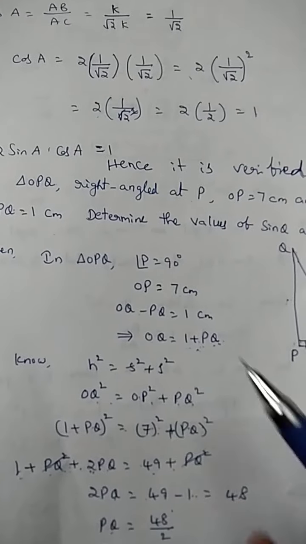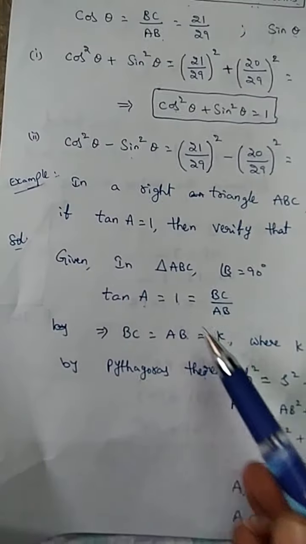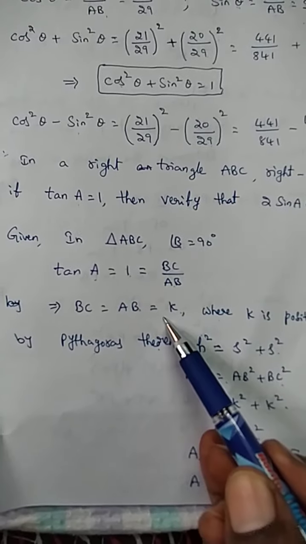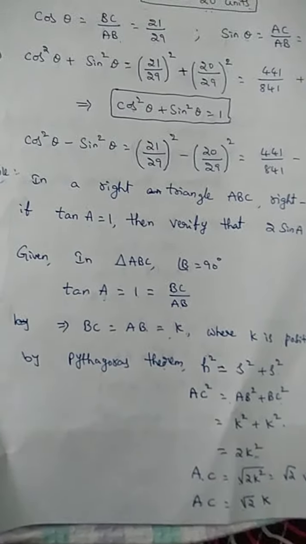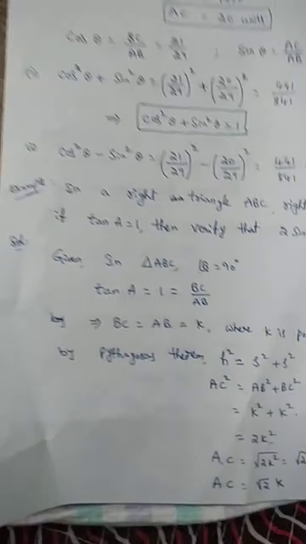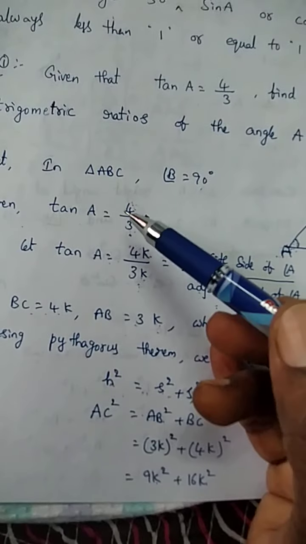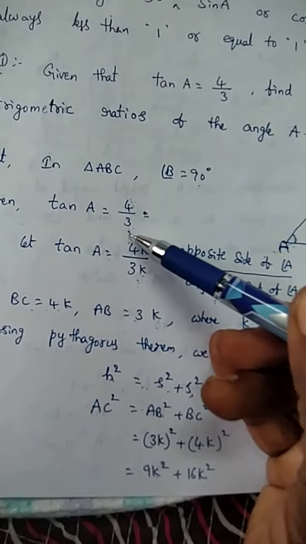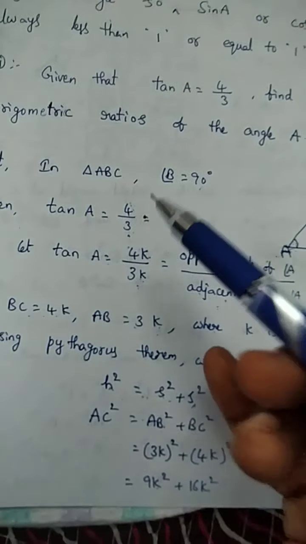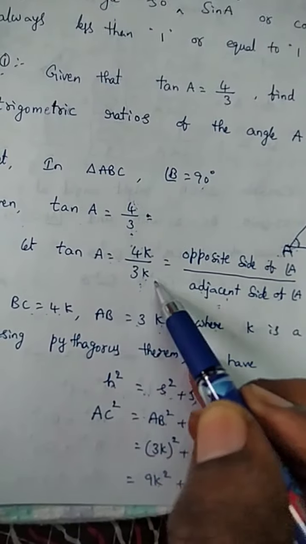And one more thing. Here we are taking OP as 7 centimeter. In the previous problem, tan A is equal to 1, so automatically we assumed those sides to be K. Somewhere we are taking the K units, somewhere we are not. If a fraction is simplified, for example to 4 by 3, both are cancelled by a common factor. After that we get the result 4 by 3. By which number it was simplified we don't know, so we can multiply both numerator and denominator by that common factor.